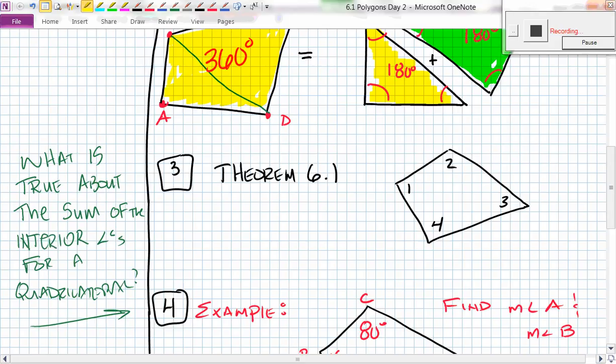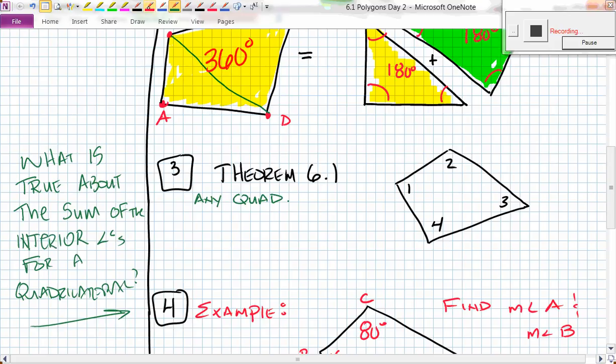It's a theorem. It's our first theorem in chapter 6. Here's what it says. Given any quadrilateral, and I'll just put quad for abbreviation, a quadrilateral has four sides. Any quadrilateral that you draw.